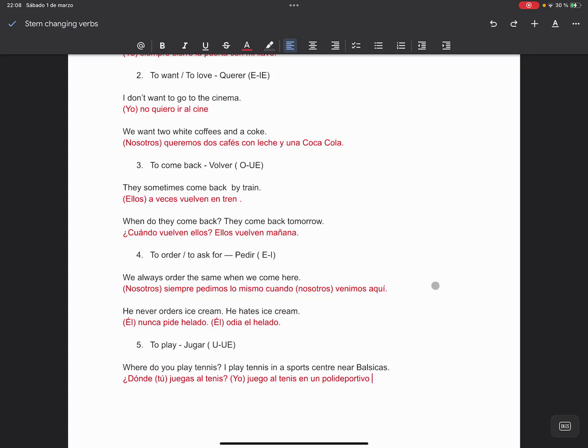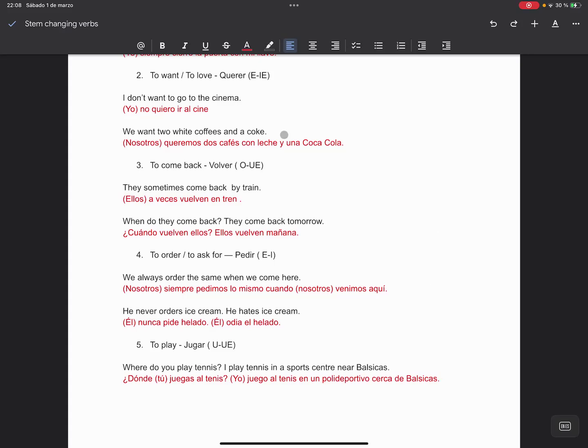Near, we saw these little words to talk about places. Close, near, under, on. Cerca de Balsicas. Okay, so repeat after me. ¿Dónde juegas al tenis? Juego al tenis en un polideportivo cerca de Balsicas.